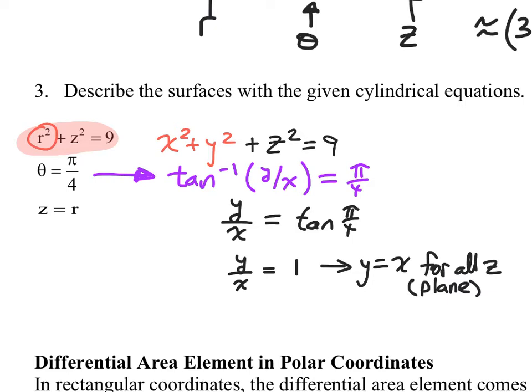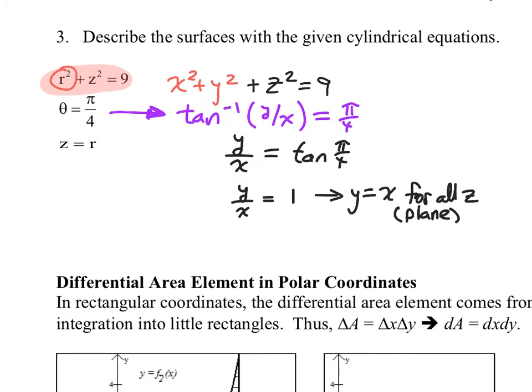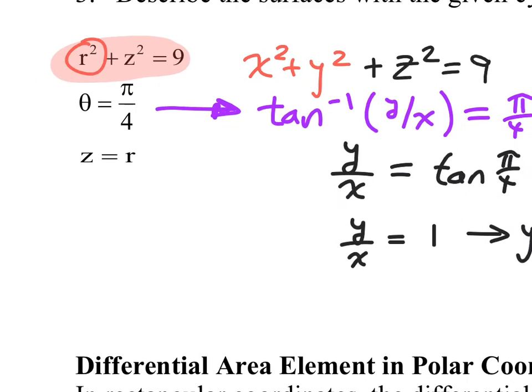Then you have the simplest one out of all of them, which is z equals r. You might say, okay, well, waiting for the other shoe to drop on that one, because nothing seems to be what it seems to be. z squared plus z squared equals 9? Not necessarily.